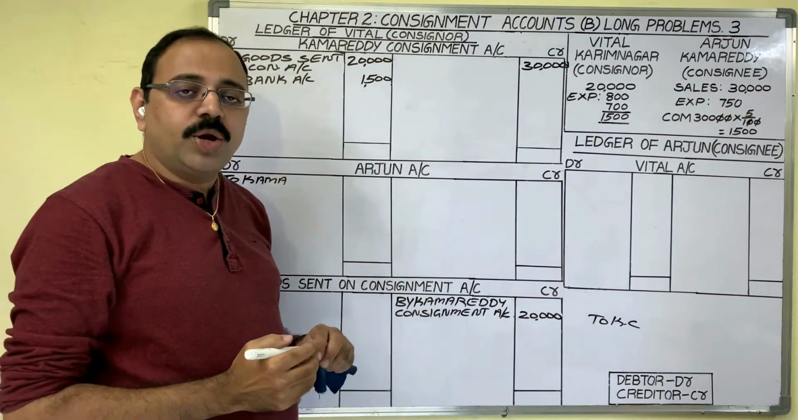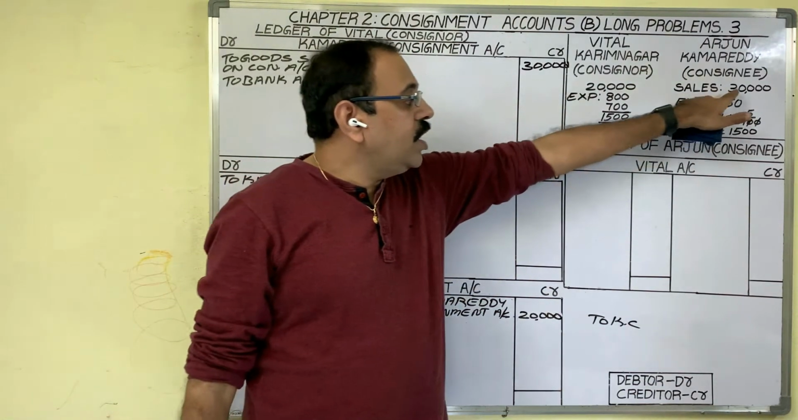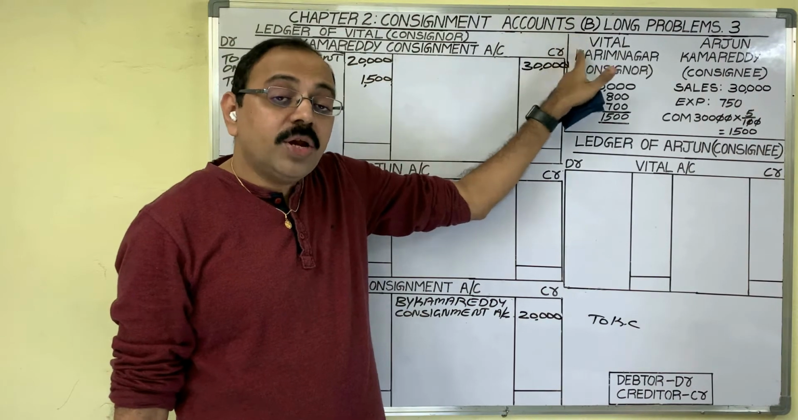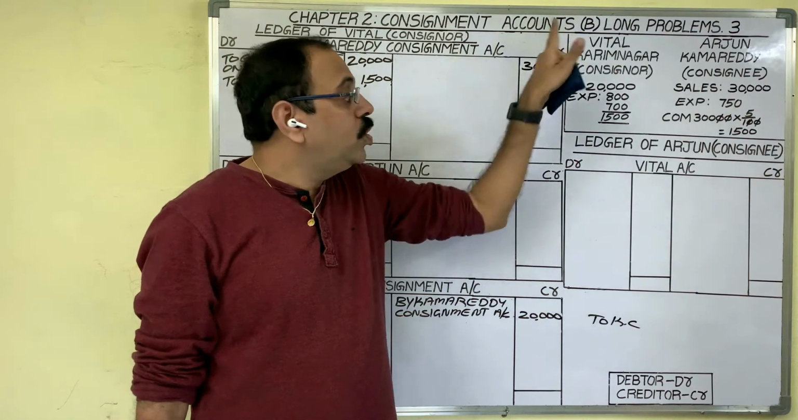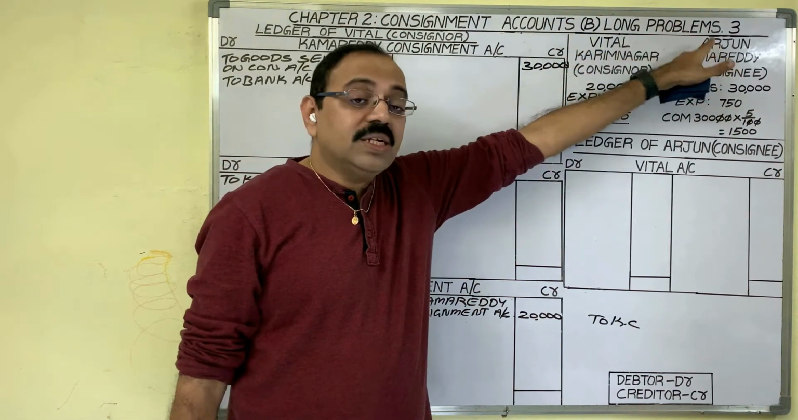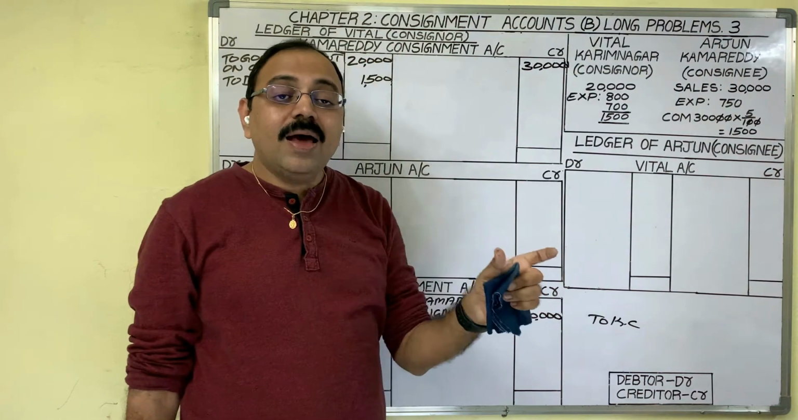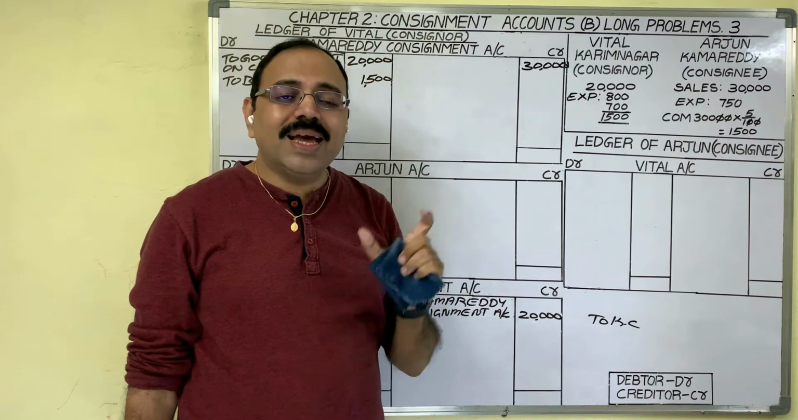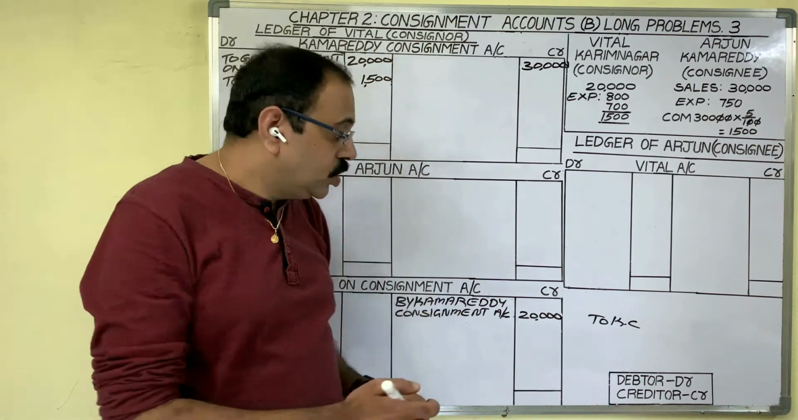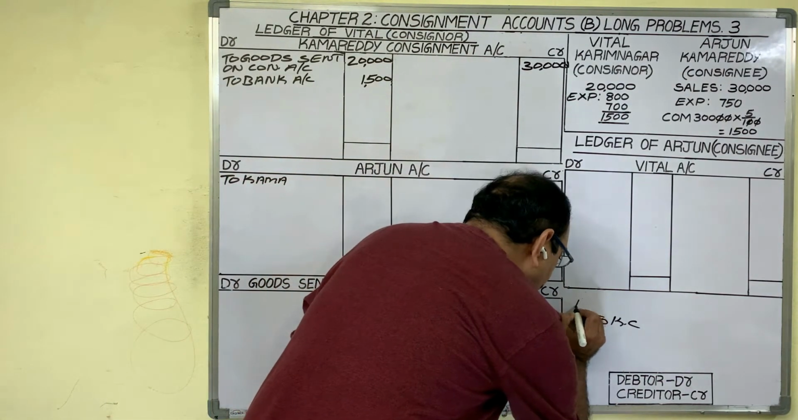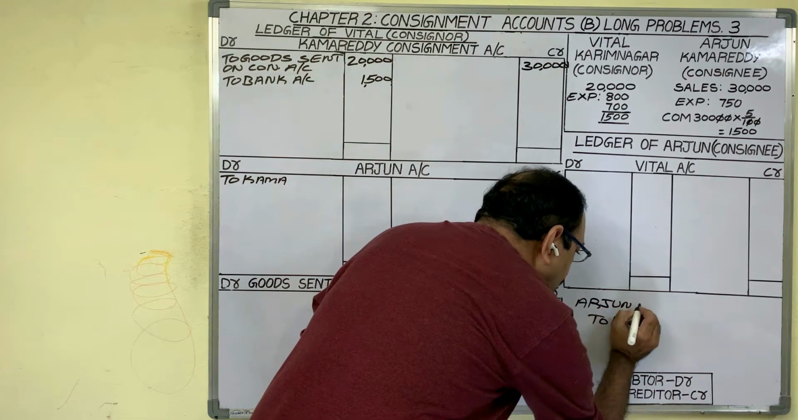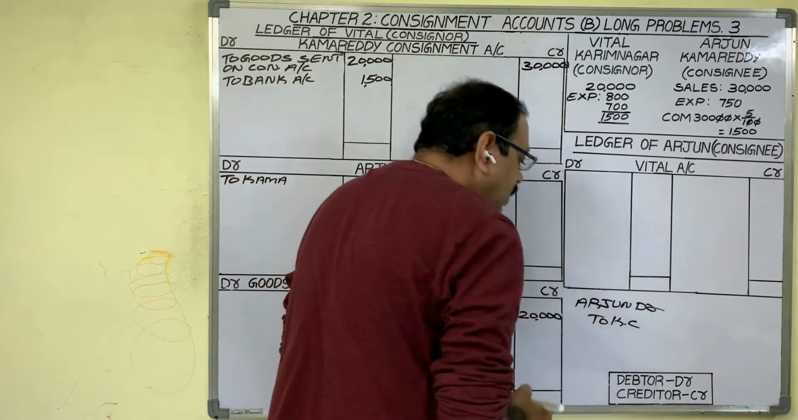Then debit side what to write? This 30,000 Arjun should return to us because our goods is sold. So to us, Arjun is a debtor. Debtor is an asset. Asset should be debited because asset shows a debit balance. So we should debit Arjun account. This is the entry for consignee's sales.